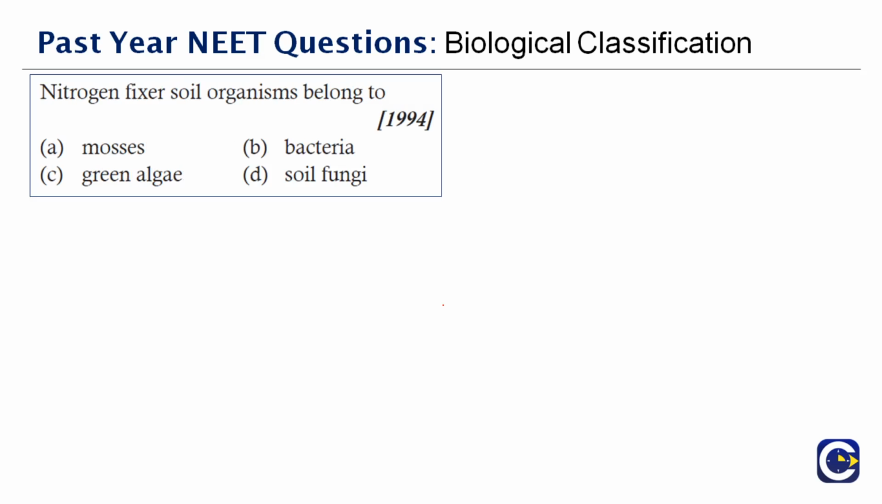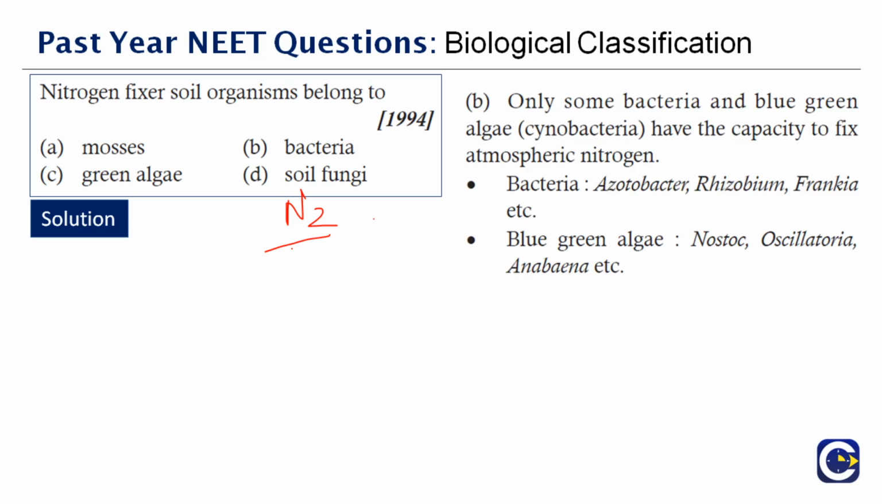Okay, next question here. Nitrogen fixer soil organisms belong to dash. This is an easy question for you to answer. Yes, it is bacteria. Only some bacteria and blue-green algae, especially cyanobacteria, have the capacity to fix atmospheric nitrogen. Examples of bacteria are Acetobacter, Rhizobium, Frankia, etc. And among blue-green algae you have Nostoc, Oscillatoria, Anabaena, and some more organisms which can fix atmospheric nitrogen. Therefore, the correct answer is option B, bacteria. This question was asked in the year 1994.